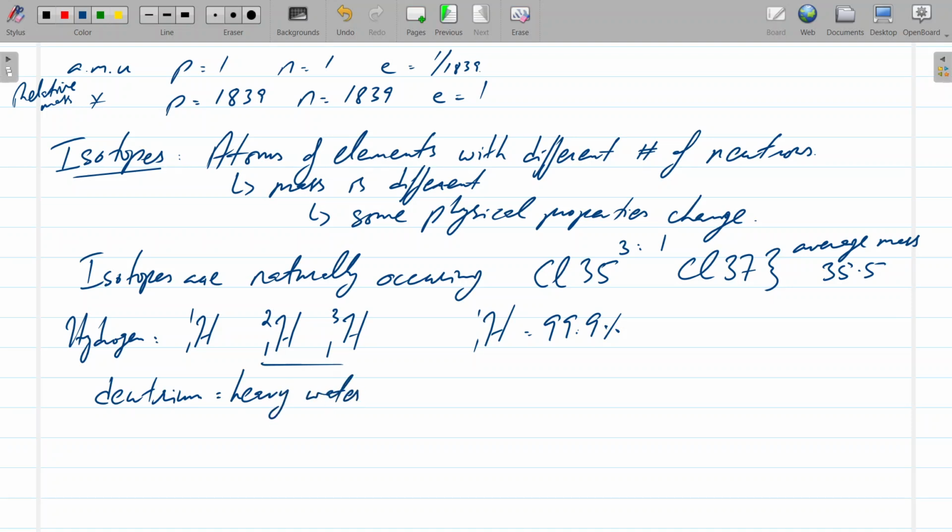And as I said, some physical properties are affected. So its density is more, as you would expect. It's not 1 gram per centimeter cube like regular water, it's 1.108 gram per centimeter cube. And what's more interesting is that it has a melting point, or freezing as they mention over here, of 3.8 degrees centigrade, and it boils at 101.4.